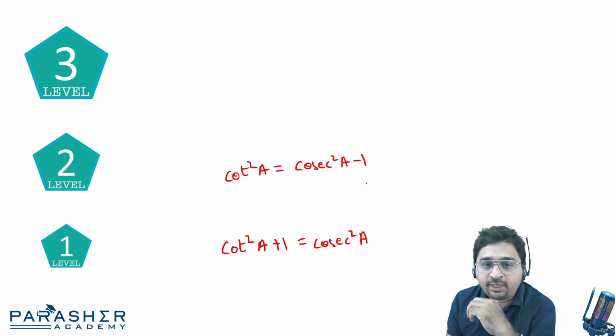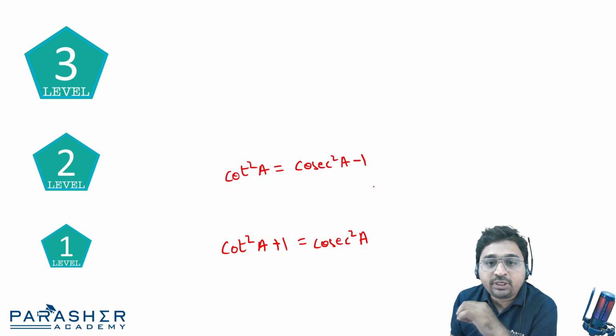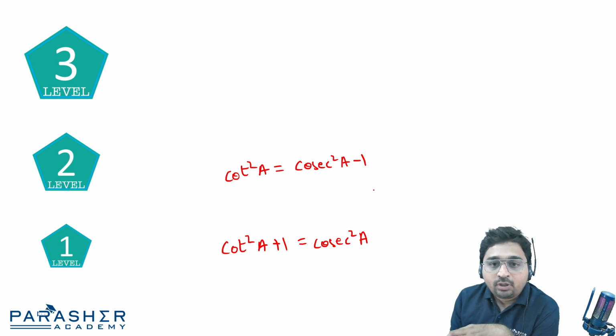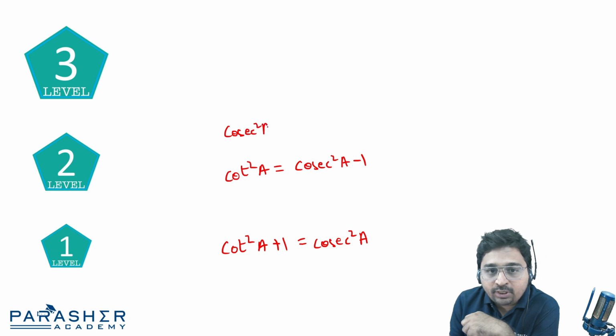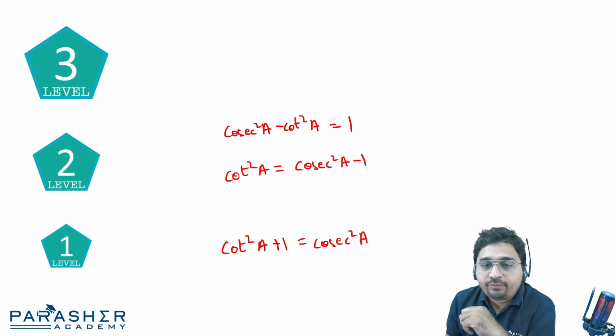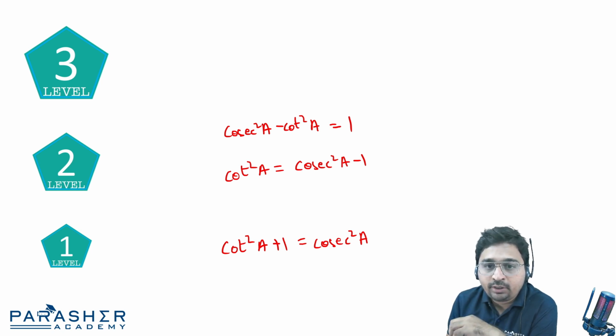That means wherever I see cot square a, you should evaluate, will writing it as cosecant square a minus 1 help proceed in the problem? Or wherever you see cosecant square a minus 1 in the problem, you should get an idea that it can be replaced with cot square a. Right? The other thing is moving cot square a to the other side. In the sense, cosecant square a minus cot square a equal to 1. If in a problem you see there is cosecant square a minus cot square a, you should realize that that is equal to 1. Correct?